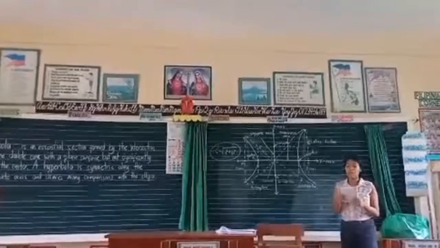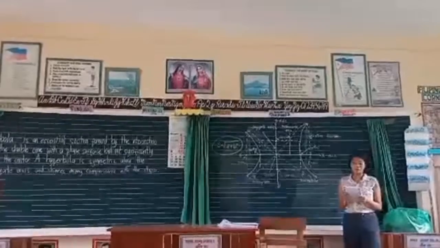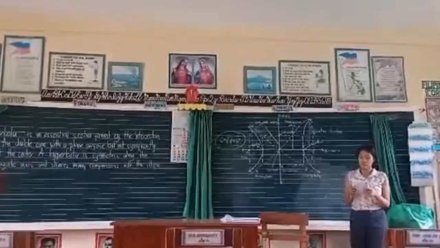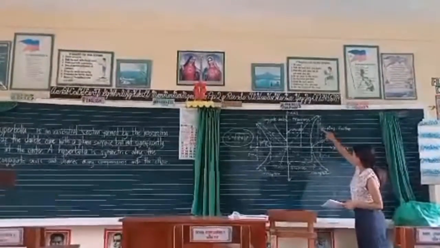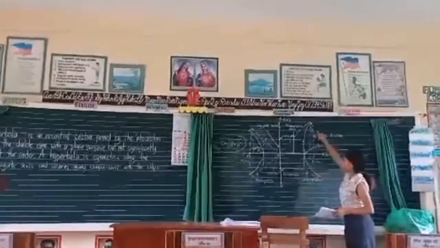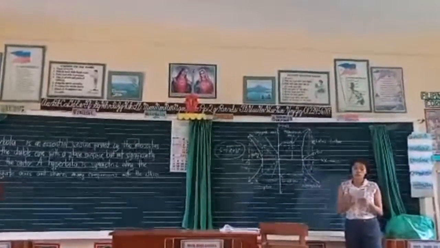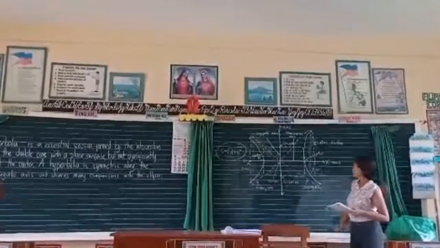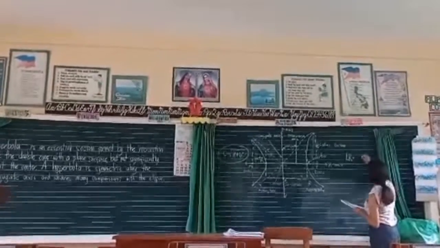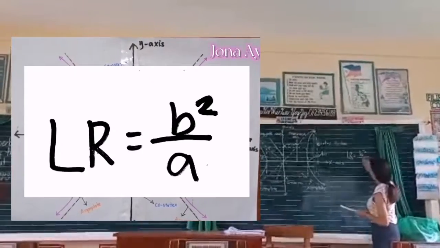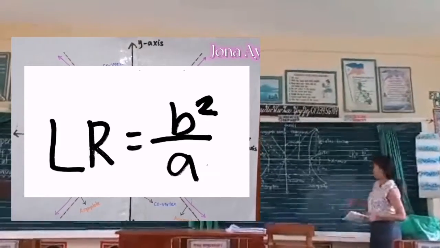Well, the latus rectum of a hyperbola is a line formed perpendicular to the transverse axis, crossing through the foci of the hyperbola, and this is the latus rectum. We can also see the latus rectum in these parts. The equation for getting the latus rectum is 2b squared over a. This is the formula to get the latus rectum.